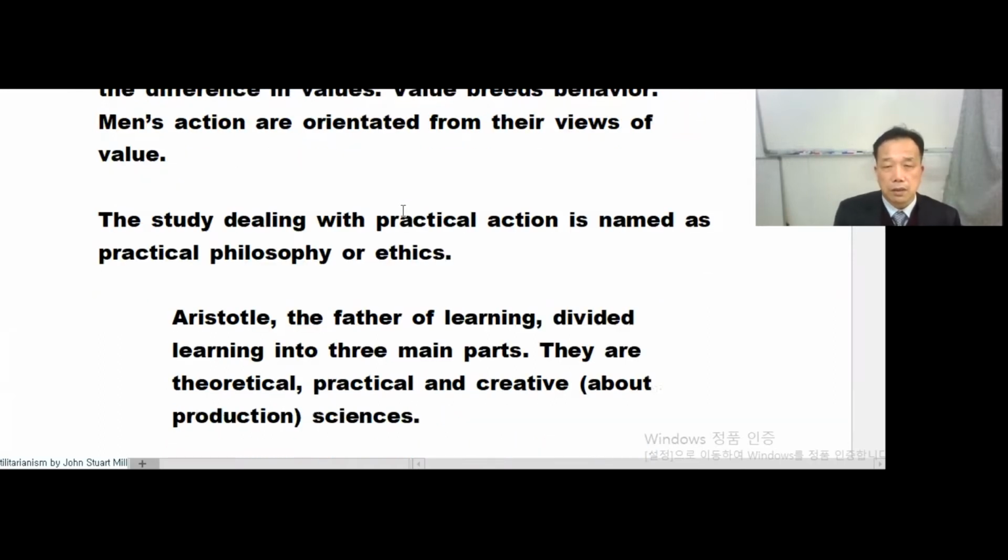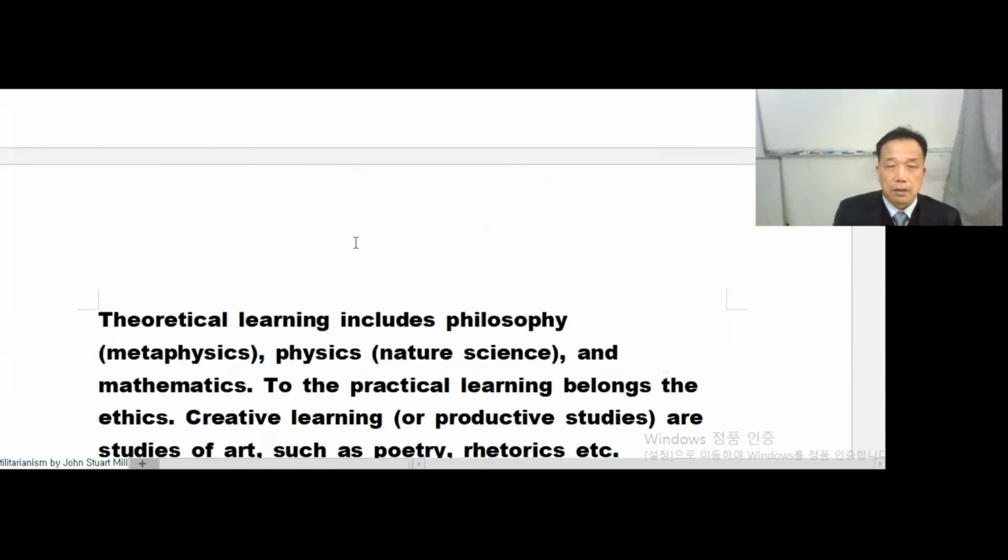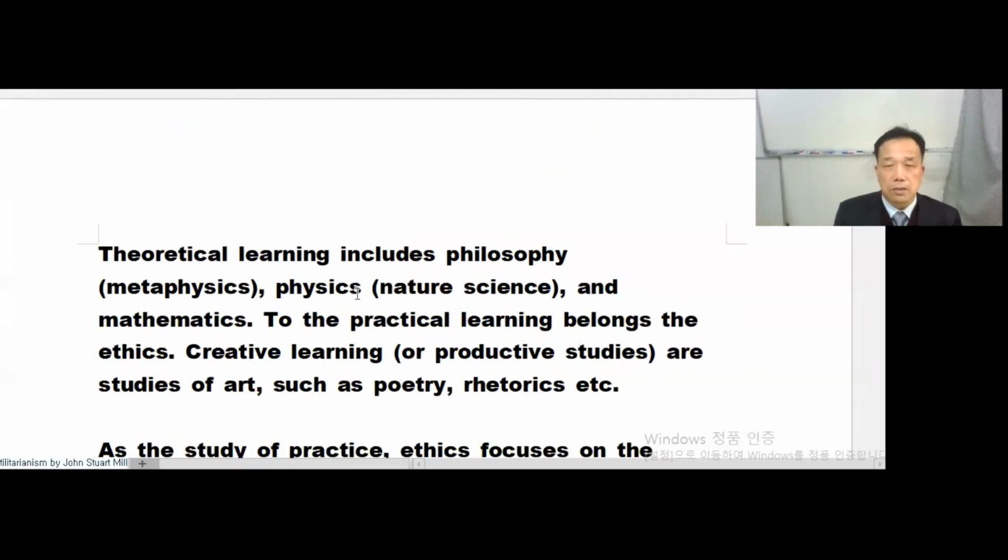Aristotle, the father of learning, divided learning into three main parts. They are theoretical, practical, and creative science. Theoretical learning includes philosophy, metaphysics, physics, natural science, and mathematics. To practical learning belongs ethics. Creative or productive learning are studies of art such as poetry, rhetoric, etc.